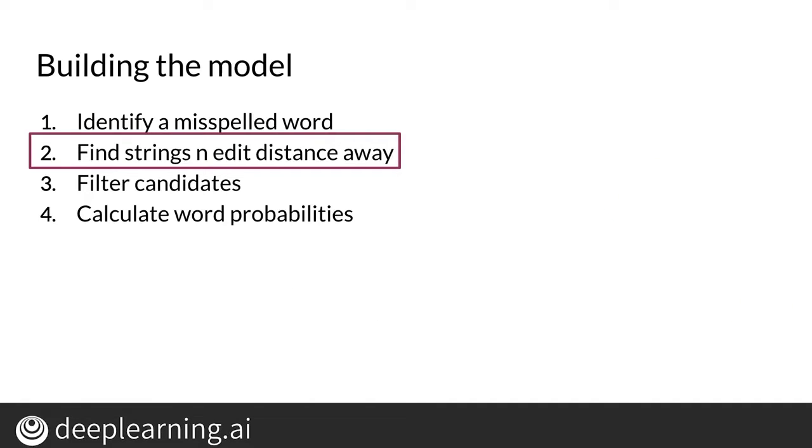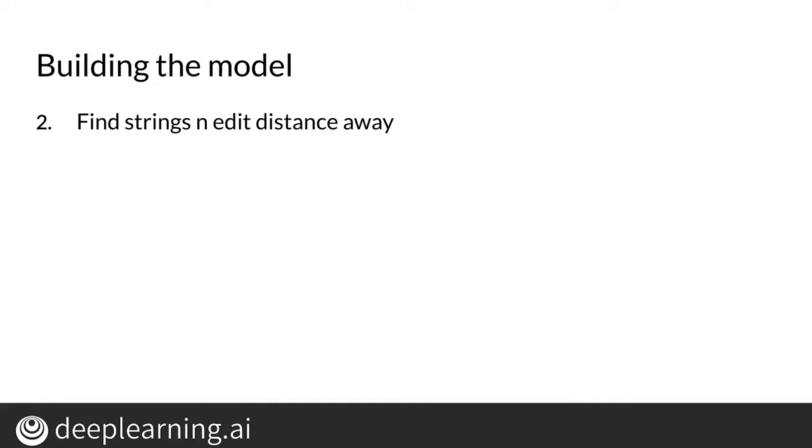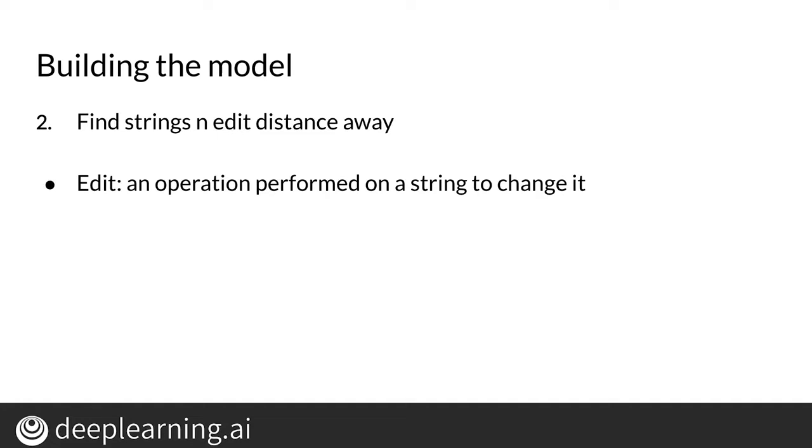Step 2. Find strings that are 1, 2, 3, or any number n edit distance away. When saying n edit distance, I'm referring to an edit distance of n, such as edit distance of 1, edit distance of 2, and so on. An edit is a type of operation performed on a string to change it into another string, and edit distance counts the number of these operations, so that the n edit distance tells you how many operations away one string is from another.